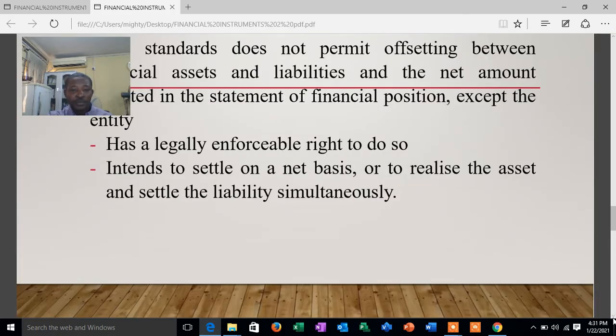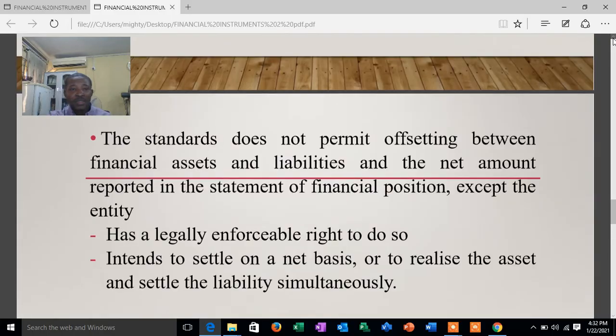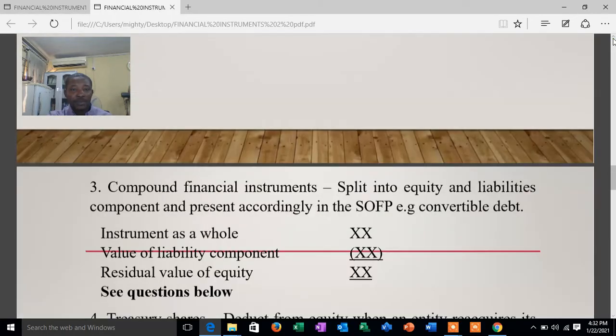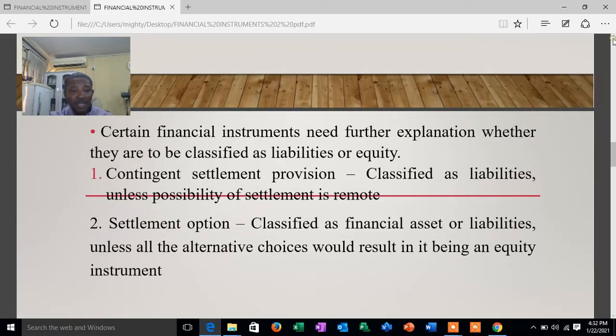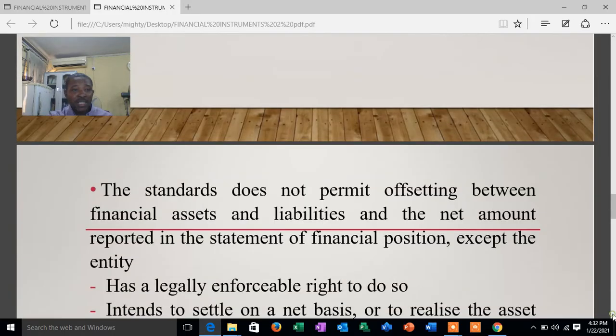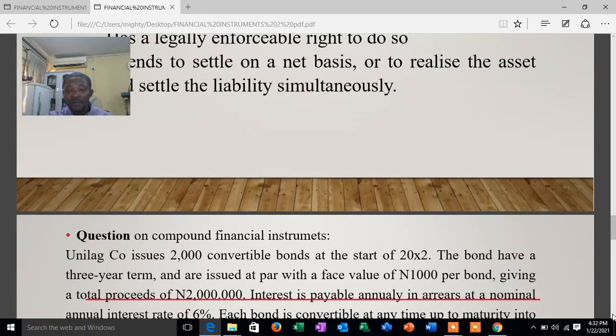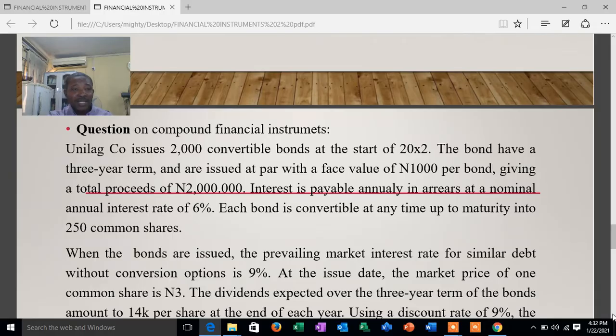That's that. So we'll take a question, and the question we are taking is basically on number 3, which is compound financial instruments, those that have elements of financial liabilities, and also have an element of equity in them. Now let's look at this question on compound financial instruments.